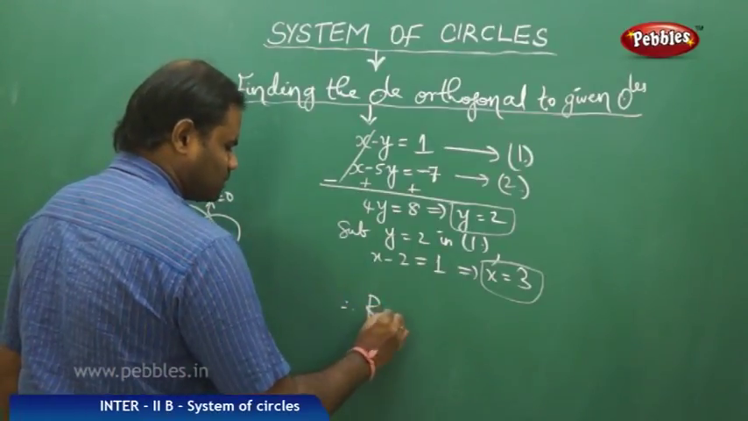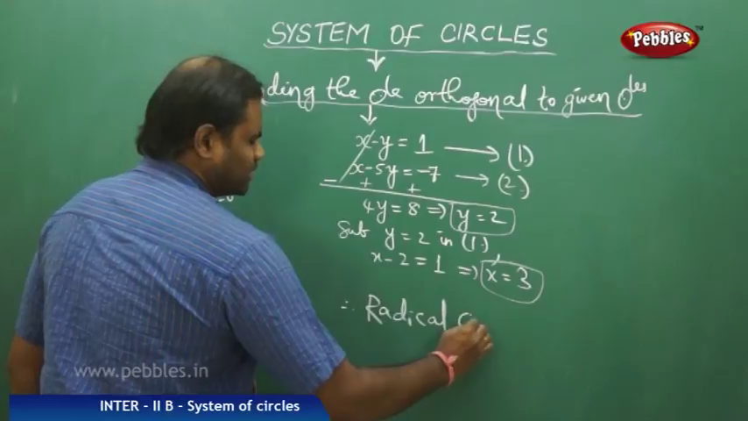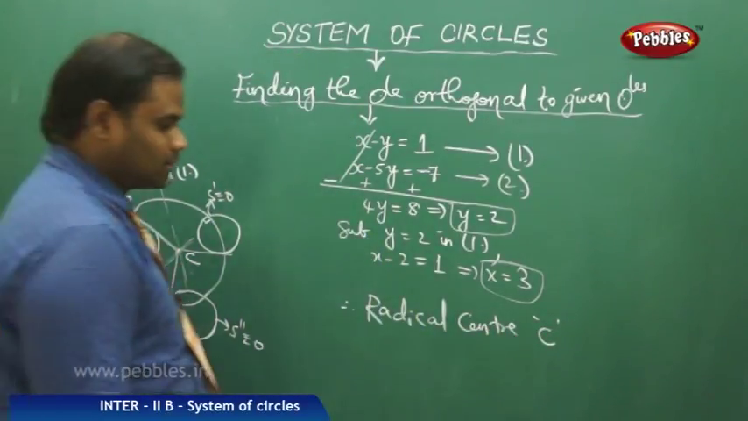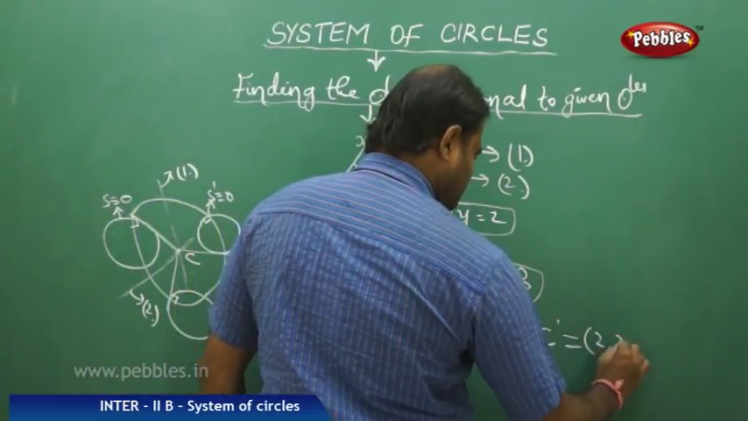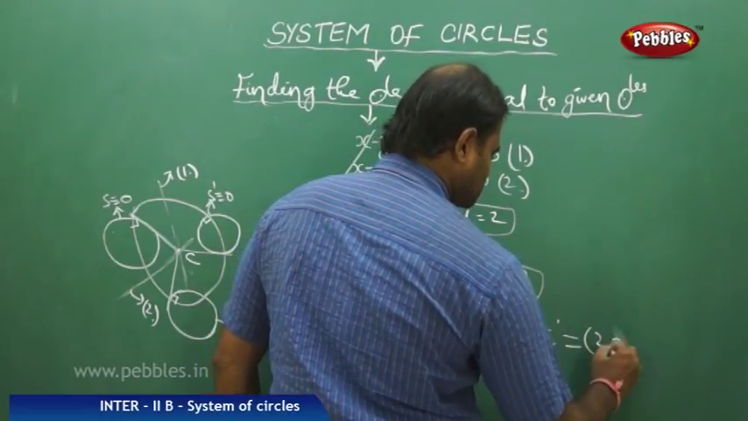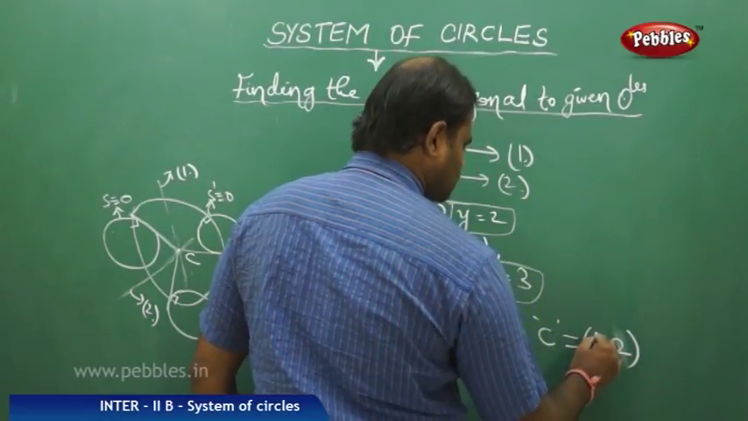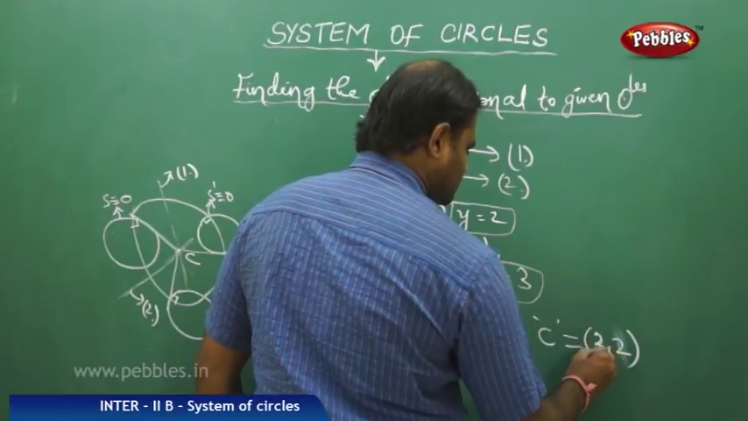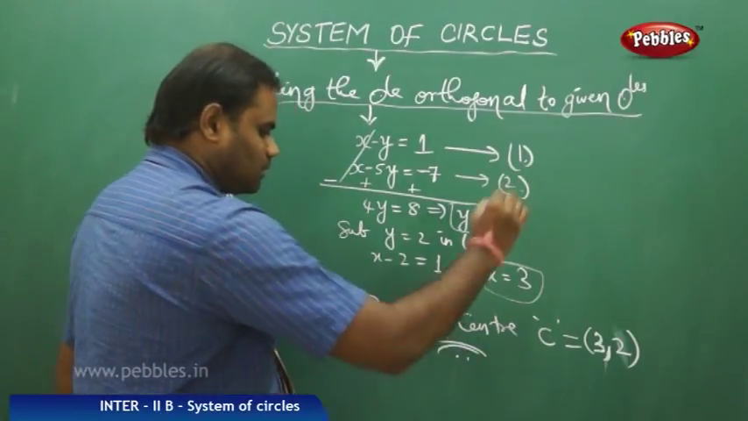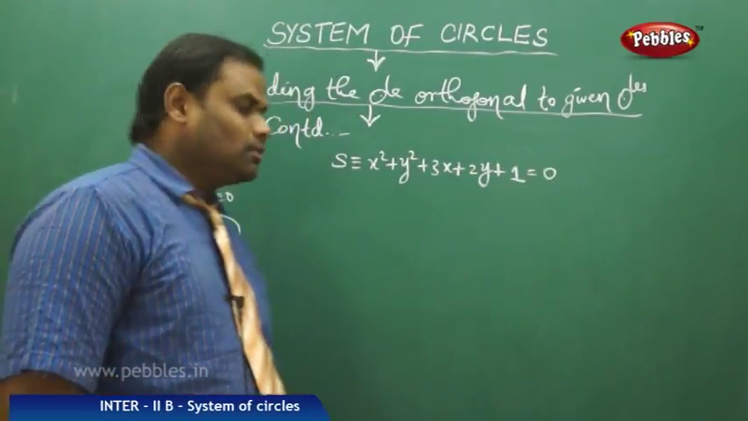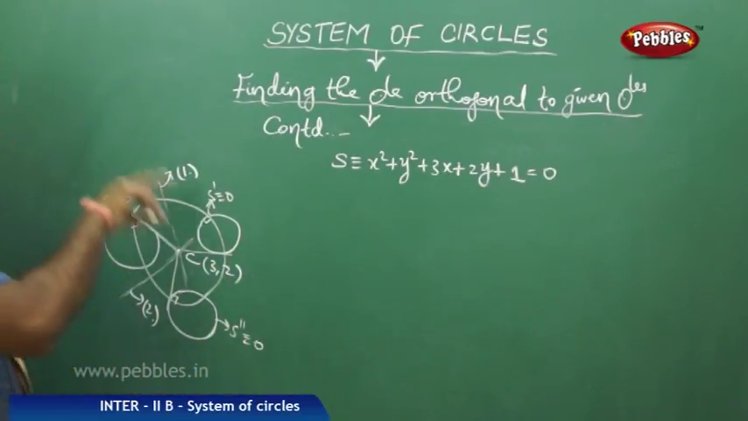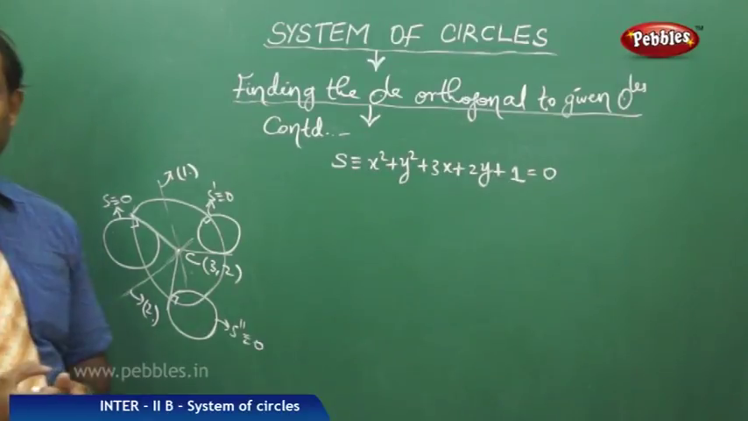And therefore, the radical center denoted by C out here is given by the coordinates 3, 2. We get the radical center as 3, 2. So now that we have got the radical center, which is 3, 2, it will act as the center of the required circle. Now next comes finding the radius.